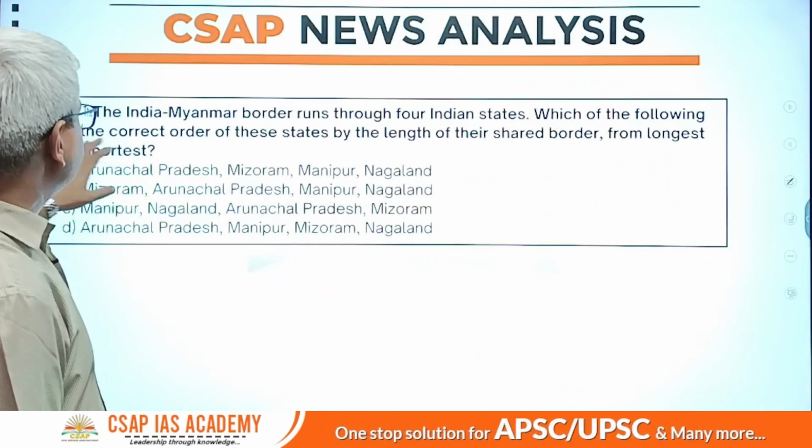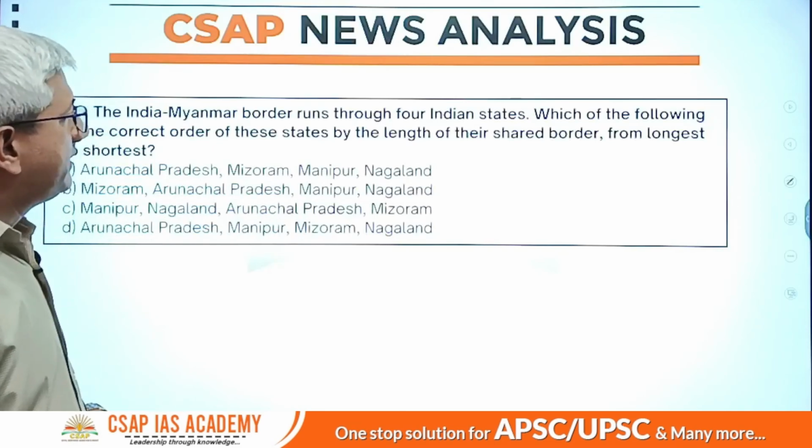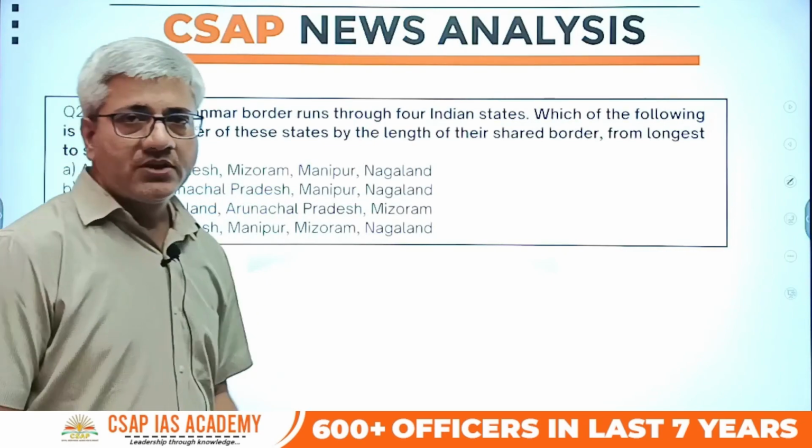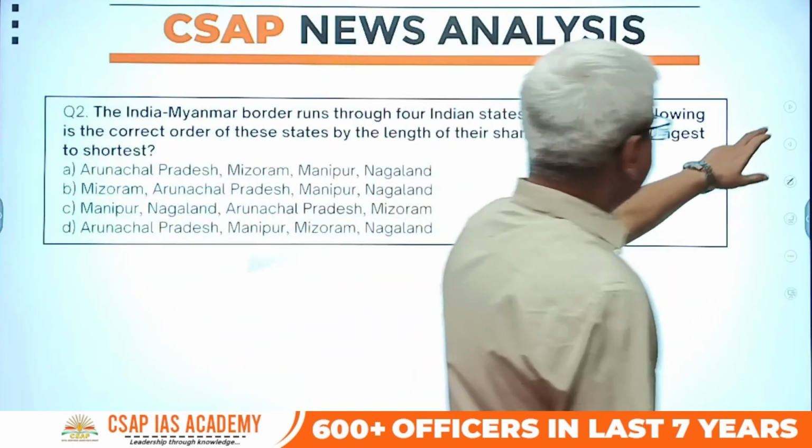Which of the following is the correct order of these states by the length of the shared border? You can just tick the answer and put it in the comment section.